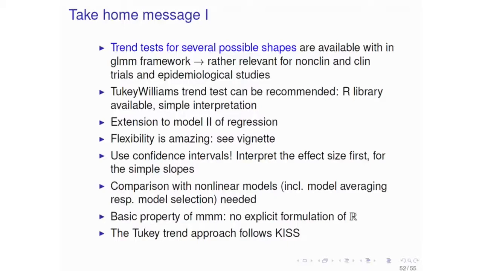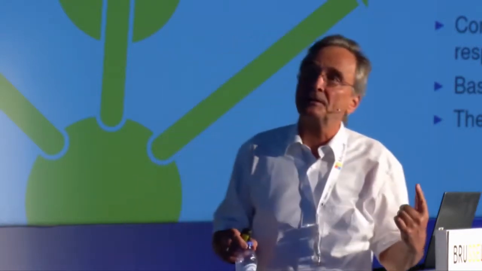Coming to an end, trend tests for several possible shapes are available. Within, it's important, the GLMM framework. You are open to do your work. And this is rather relevant for non-clinical, clinical trials and epidemiological studies. You have seen the combination of factor and regression can be recommended because it's never the most powerful, the best one, but ever stable. And the library is very simple to use. And the important point remains you interpret slopes. And remember, medical doctors are the decision makers.